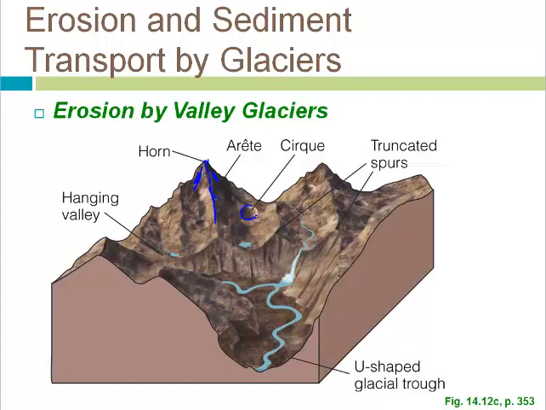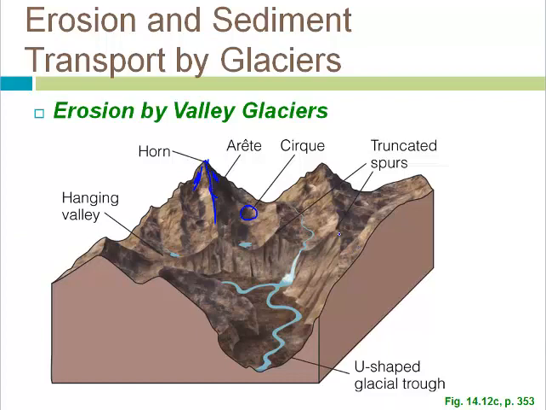And then you have a cirque. These can be filled with water and be lakes, which we call tarns. I don't know if that's in the book, but that's what they're called. They're called tarns if it's a cirque that's filled with water.